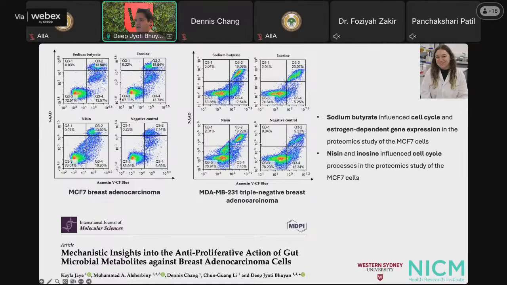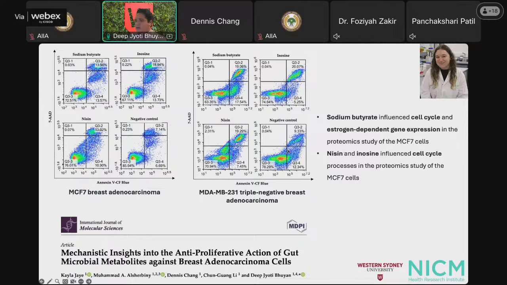Same thing here. We also looked at breast adenocarcinoma cells, and we found that short-chain fatty acids like sodium butyrate were able to modulate some key pathways in the MCF7 cells, which is the breast adenocarcinoma cell, and other metabolites like NICM and inosine were also able to influence cell cycle related processes in the MCF7 cells.